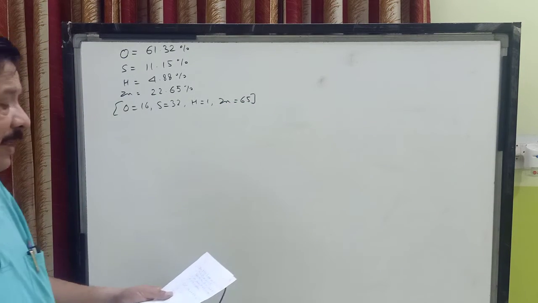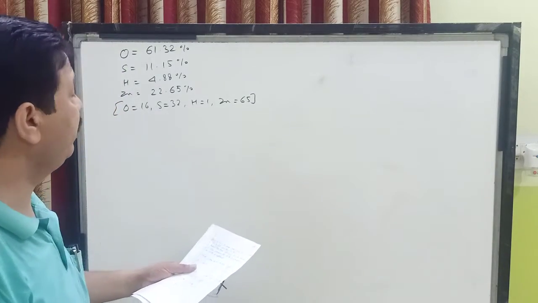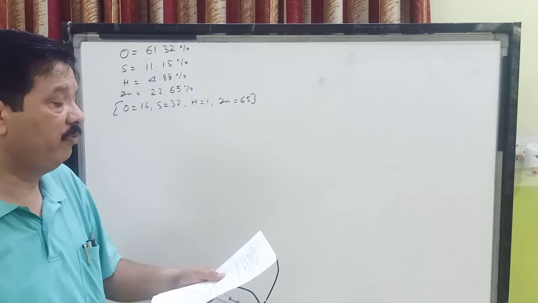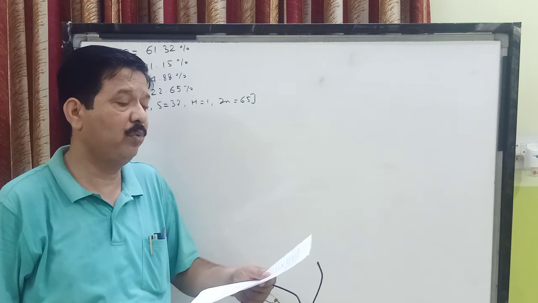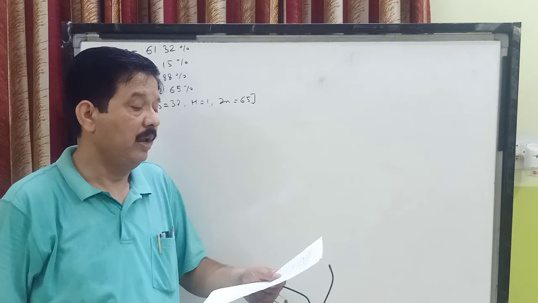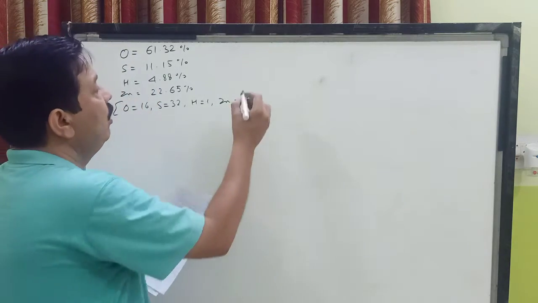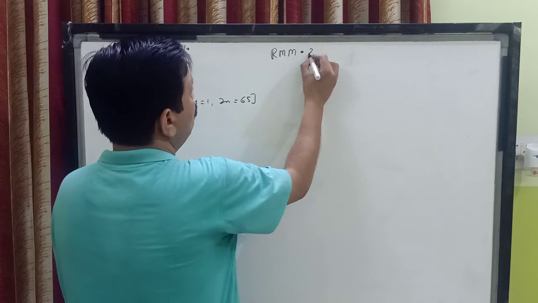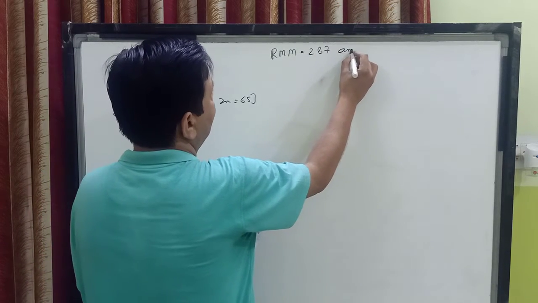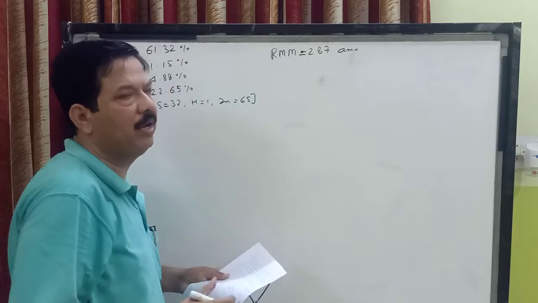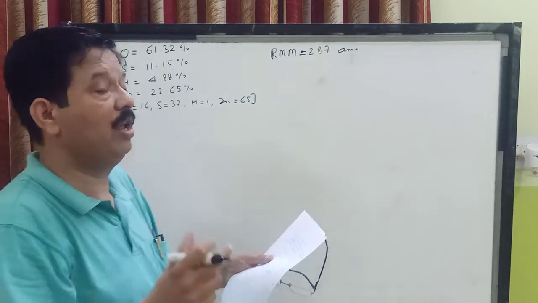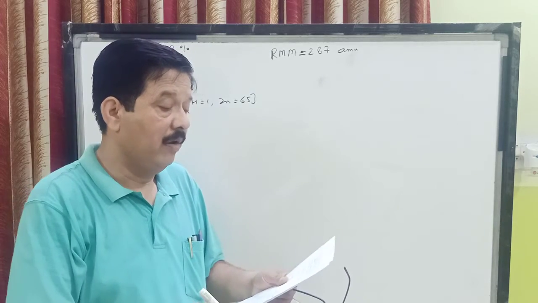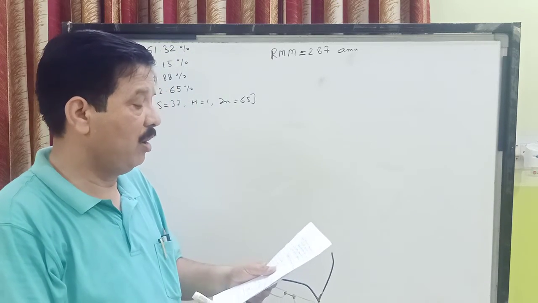So the question says like that: a compound has oxygen 61.32%, sulfur 11.15%, hydrogen 4.88%, and zinc 22.65%. The relative molecular mass of the compound is 287 AMU. So children, atomic mass is also given, and relative molecular mass is given, which is 287. Find the molecular formula of the compound.